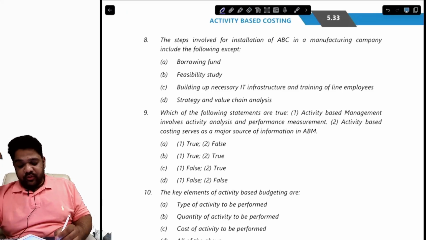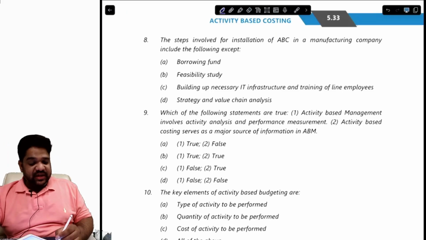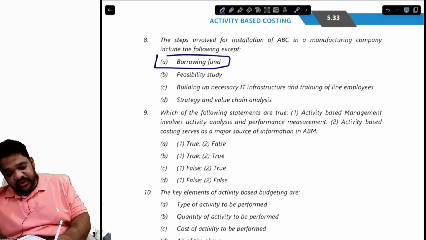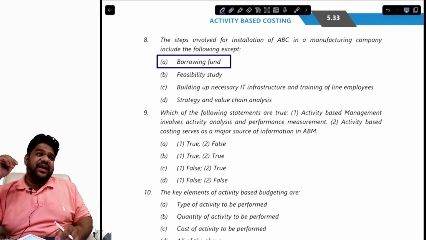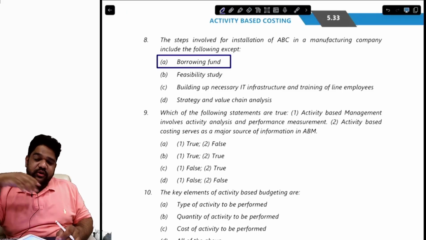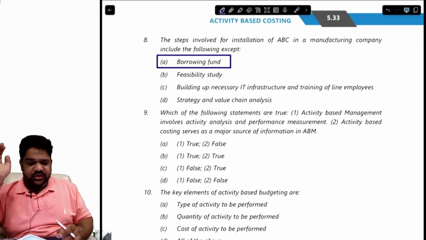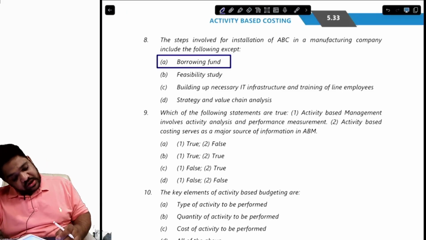So for me, all the three fit: B, C, and D. A doesn't fit, so I'm going to list out A. Because borrowing fund, technically you don't have to take money from outside to set up an activity-based costing system. It doesn't work that way.